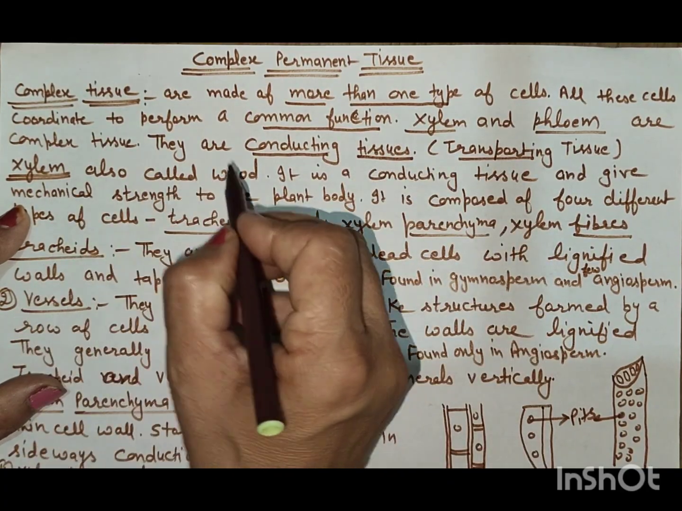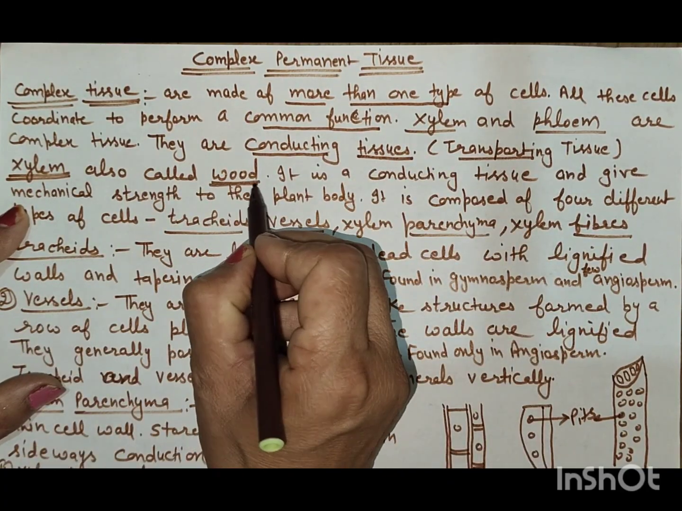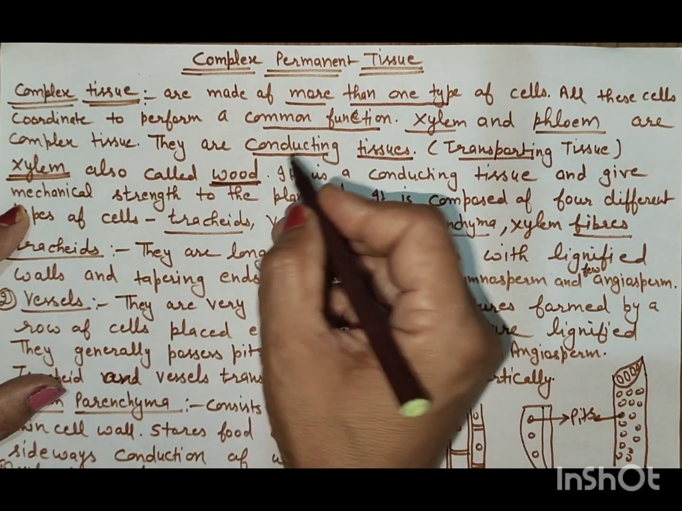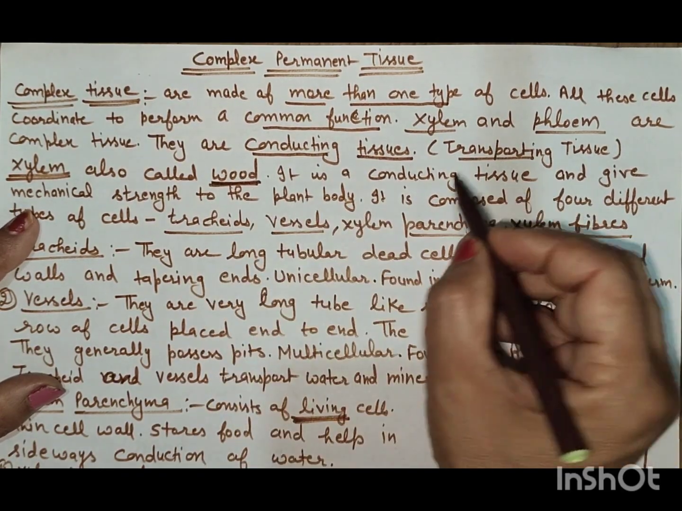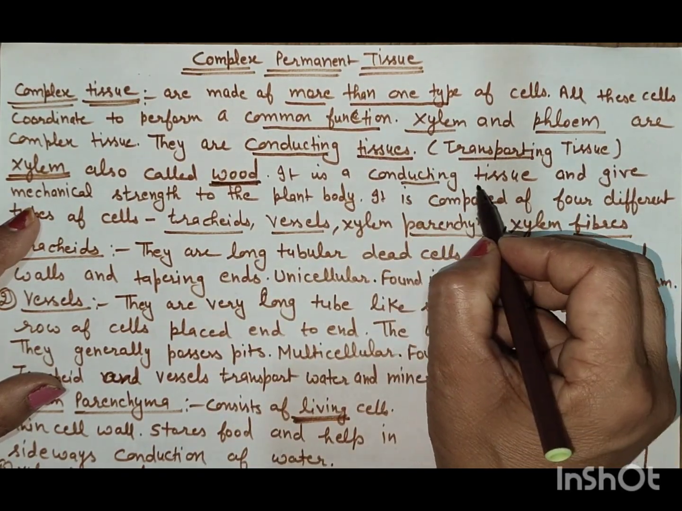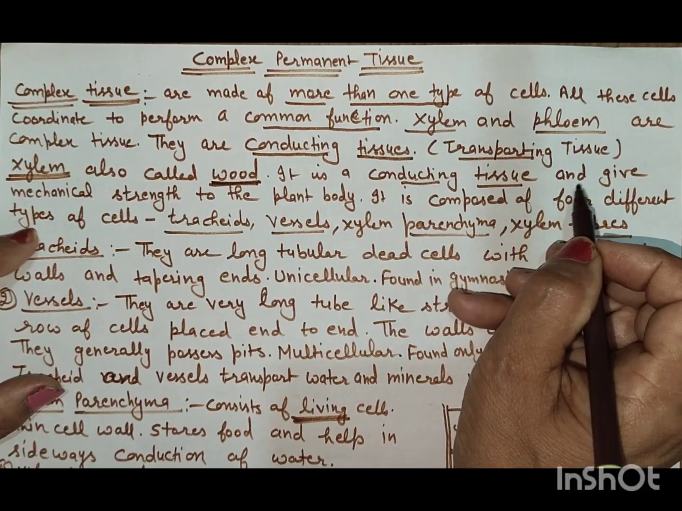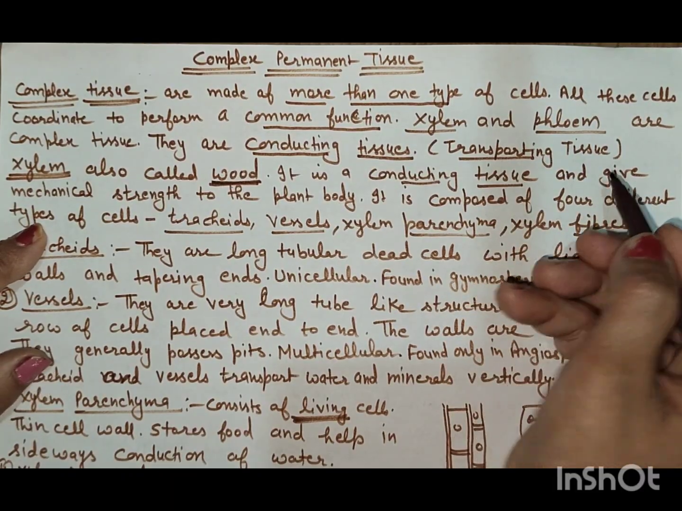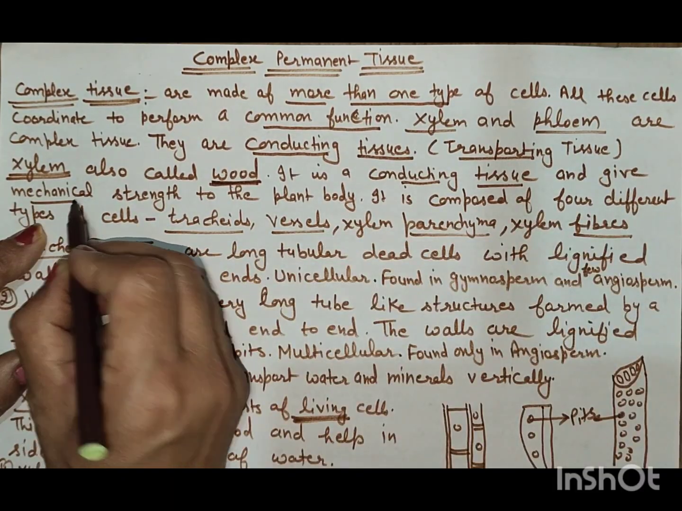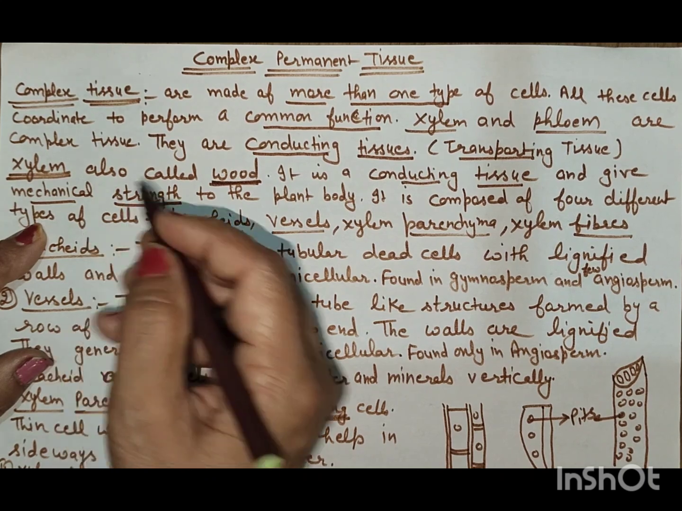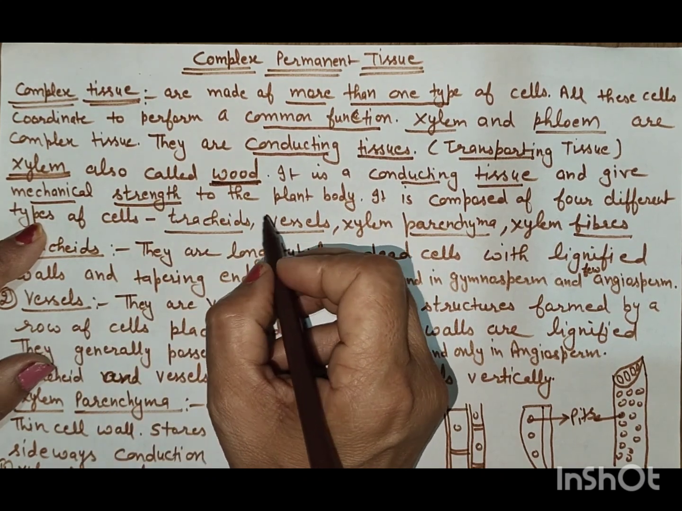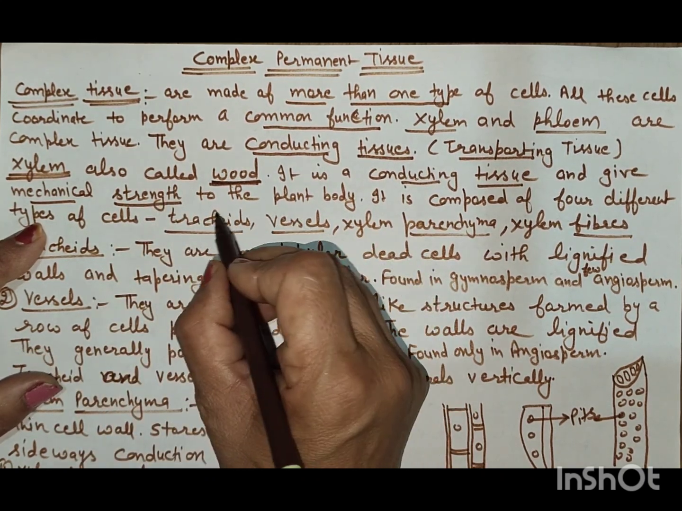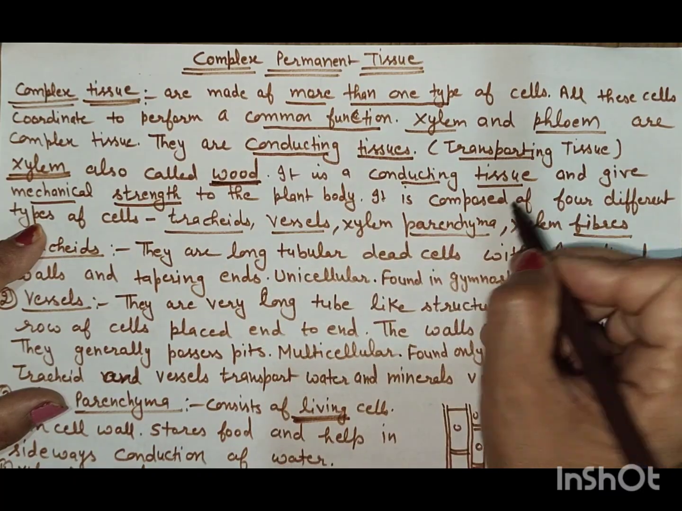Xylem. Xylem is also called wood. That dark black wood is called xylem. It is a conducting or transporting tissue. It conducts water and minerals and gives mechanical strength because these cells are dead cells. It gives mechanical support to the plant body.